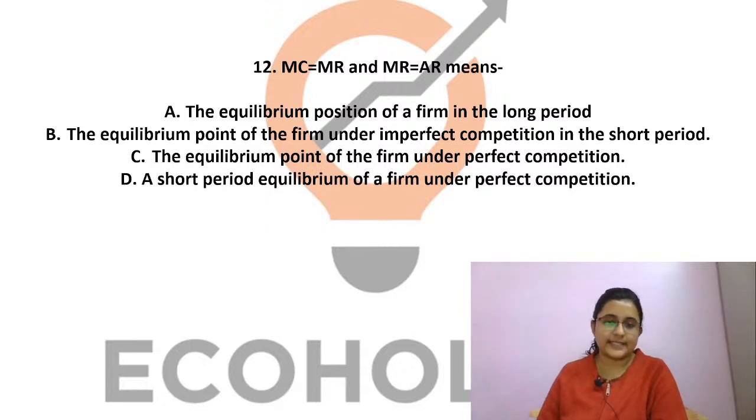This is a very easy question. MC is equal to MR and MR is equal to AR. Please recall, in which market do we have MC equal to MR and MR equal to AR equal to price?